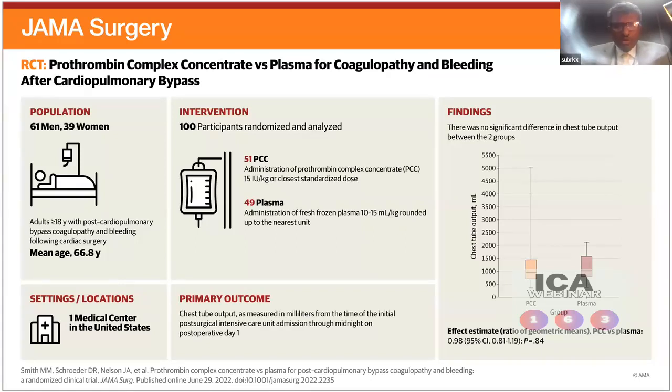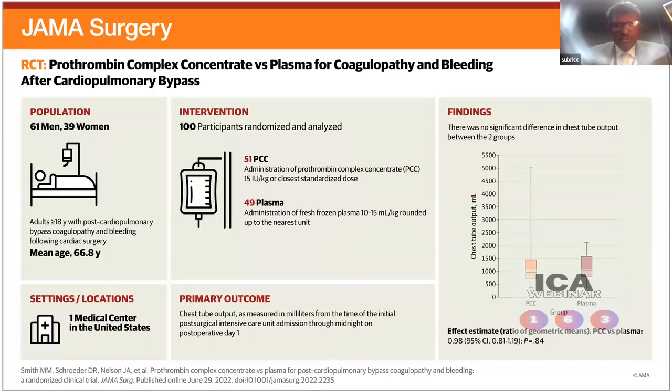When the patient is bleeding significantly after protamine administration, they were randomized to PCC or plasma. Though this is a small study, 51 patients in the PCC group and 49 patients in the plasma group. They administered 15 units per kilo, or the closest standardized dose, of PCC. To reverse Coumadin at an INR of 3, you usually give 30 to 40 units per kilo body weight. So it's kind of off the dose they have given.